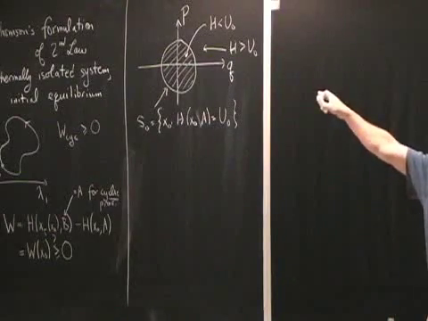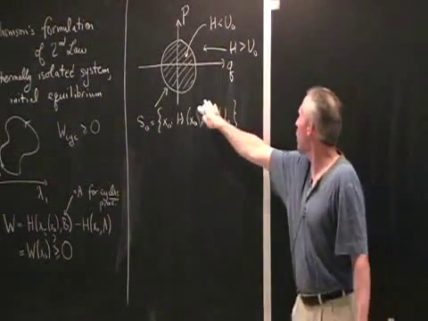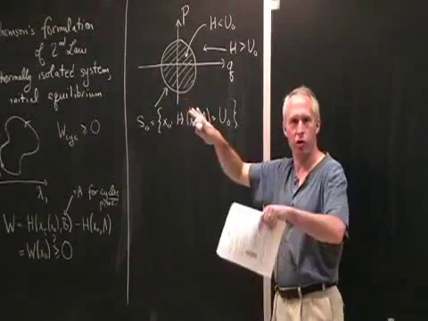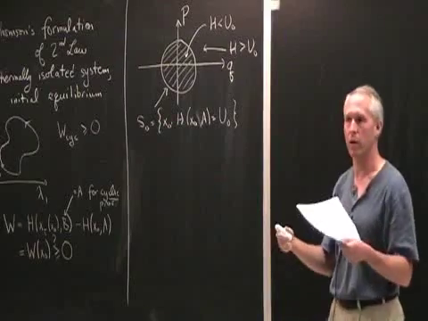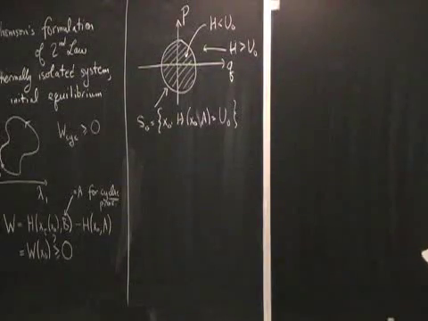And again, I'm saying circle, but really you should think of this as a 6m minus 1 dimensional surface in a 6m dimensional phase space, where m is the number of particles that I have in the system.